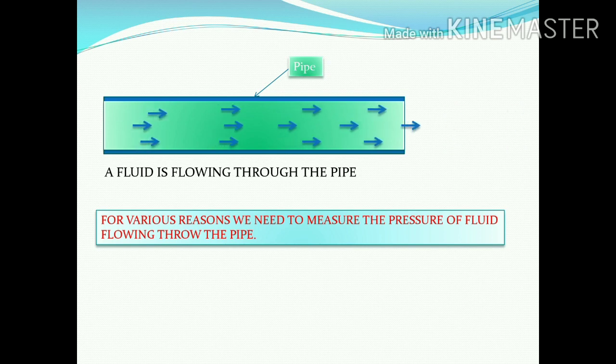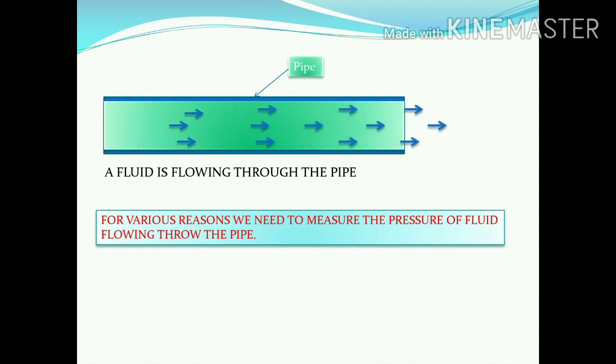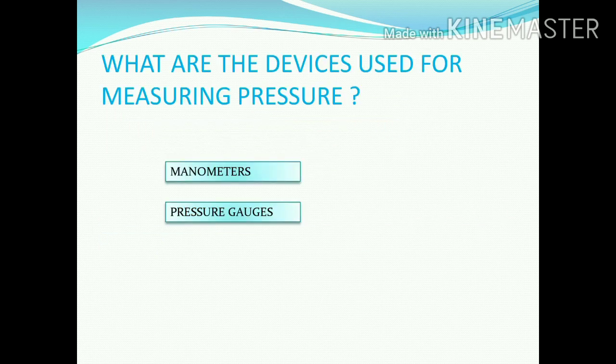In the figure, there is a pipe and some fluid is flowing through the pipe. For various reasons, we need to measure the pressure of fluid flowing through the pipe. What are the devices used for measuring pressure? There are different types of pressure measuring devices. Those are manometers and pressure gauges. There are different types of manometers and pressure gauges.